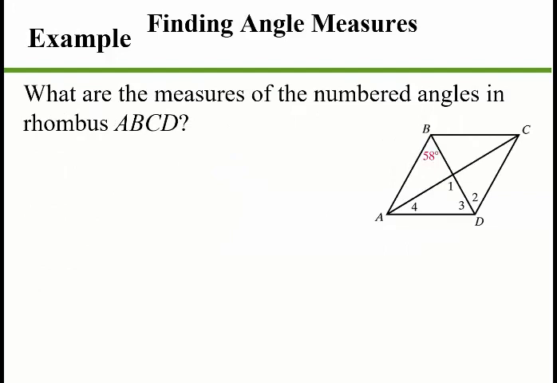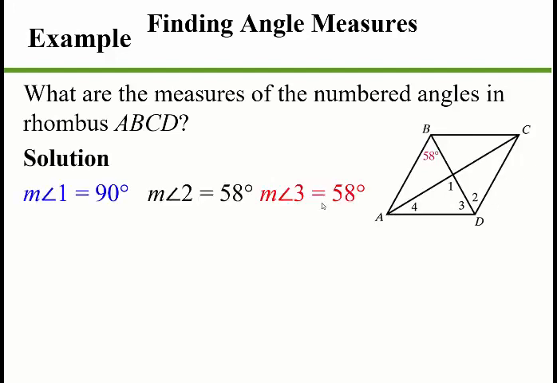All right, let's do another one. What are the measures of the numbered angles 1, 3, 4, and 2 here in the rhombus? I'm telling you it's a rhombus ABCD. First off, the measure of angle 1, because it's a rhombus, has to be a 90-degree angle. The measure of angle 2 has to be the same as this angle because they're alternate interior angles. So that also means angle 3 is 58 degrees, because it bisects it in such a way that the opposite angles right here are equal to each other.